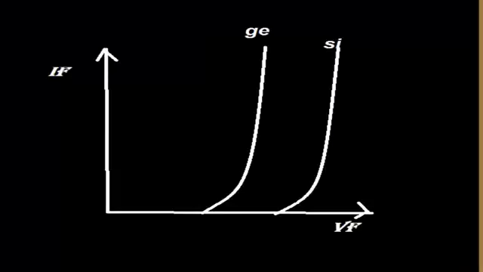Let's see about the characteristics of this diode, the forward current with forward voltage. If the forward voltage is increased, the forward current remains 0. That is the diffusion time. After a certain period, if we increase the forward voltage, the forward current increases.